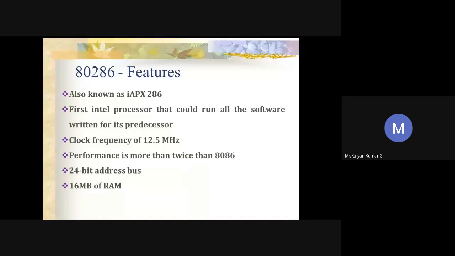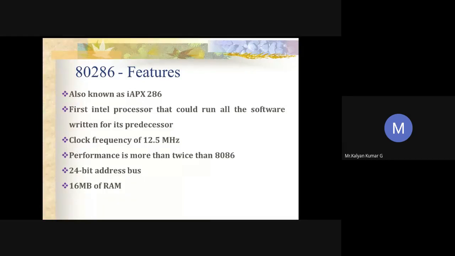In 8086 we have DMA channels, a programmable interrupt controller, programmable timers and chip select logic. All these are not available, not incorporated in 8086, whereas here all these are incorporated in 80186: high speed DMA channels, programmable interrupt controller, programmable timers, programmable chip select logic. All these are incorporated in the 80186 processor.